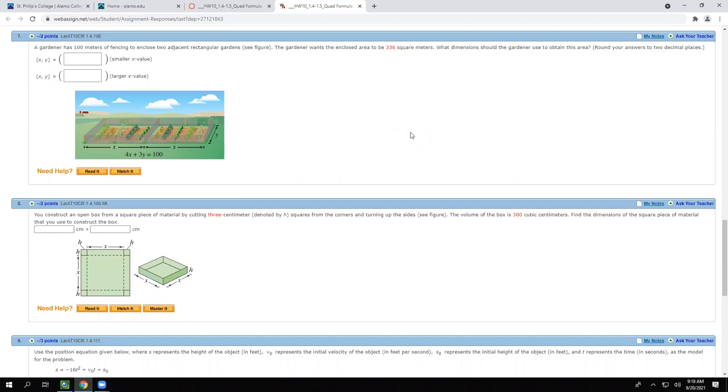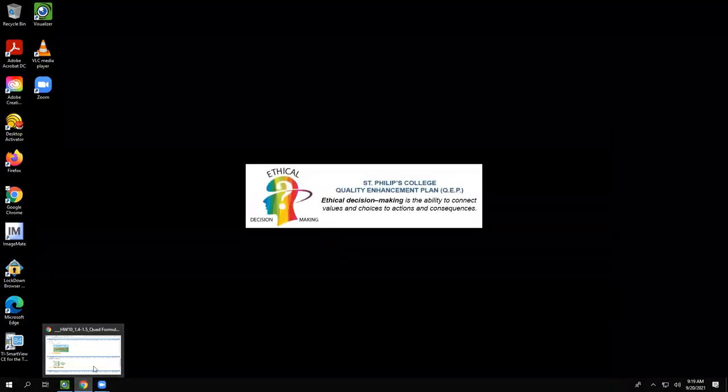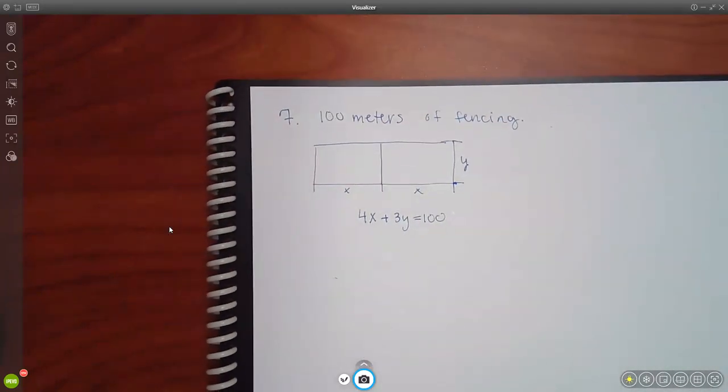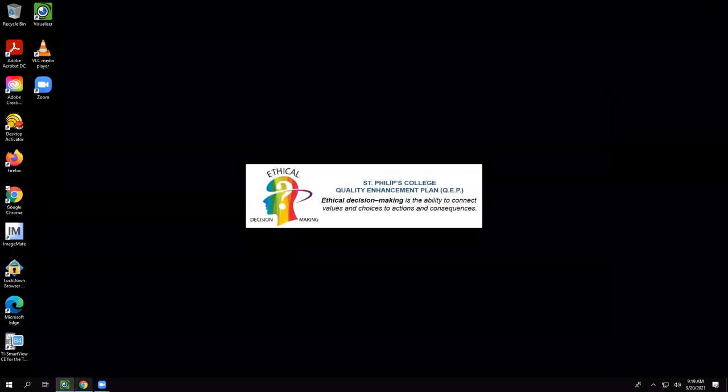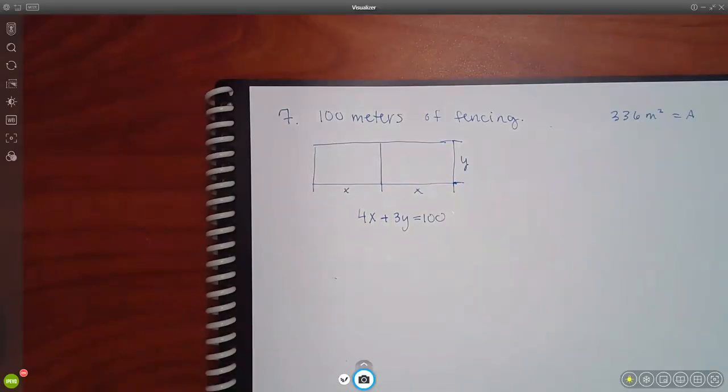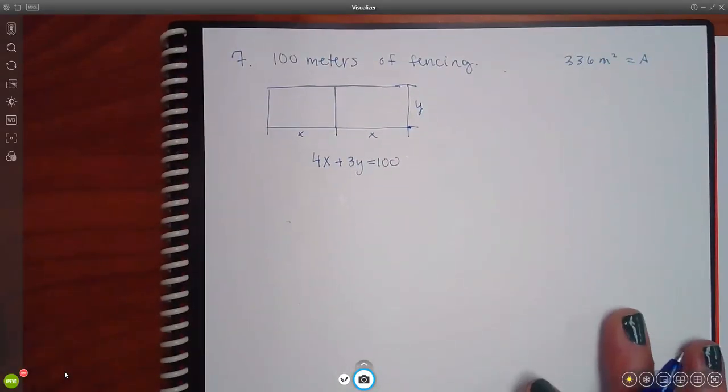Okay. So, let's go back to the camera. There we go. So I tried to do that. Oh, I forgot to write down the area. I need to have what area? 336. Okay, so that's what I've got there.